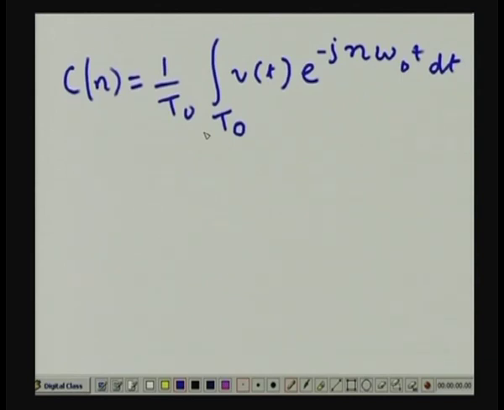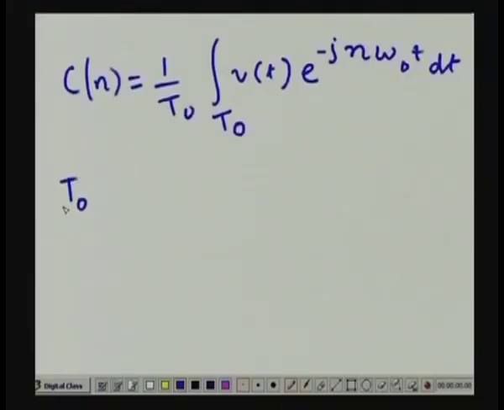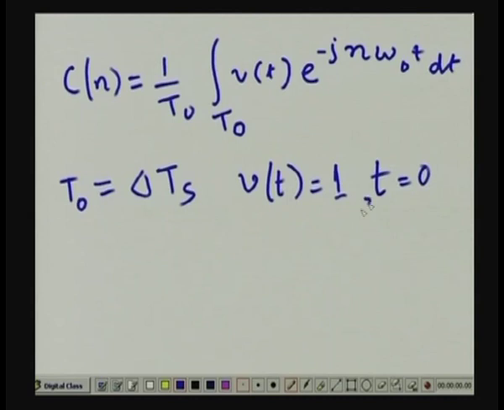Now, in our case, when we have this v(t) in the form of series of Dirac delta functions, in that case we know that value of v(t) will be equal to 1 when t equal to 0, and value of v(t) is equal to 0 for any other value of t within a single period. So, in our case, T naught, that is the period of this periodic signal, is equal to delta T s, because every delta function appears at an interval of delta T s, and we have v(t) is equal to 1 for t is equal to 0 and v(t) is equal to 0 otherwise.